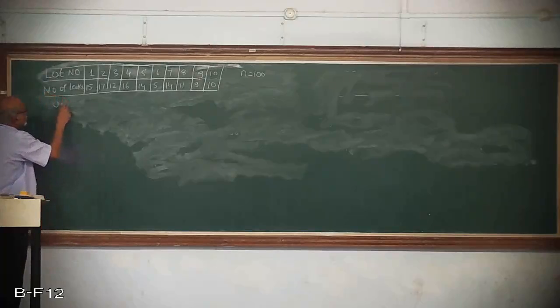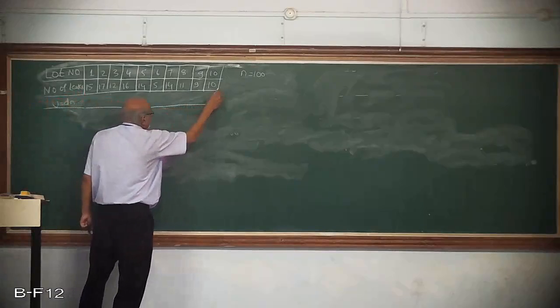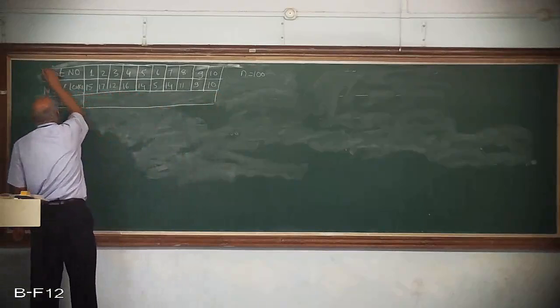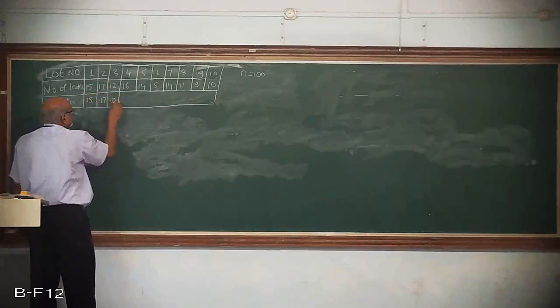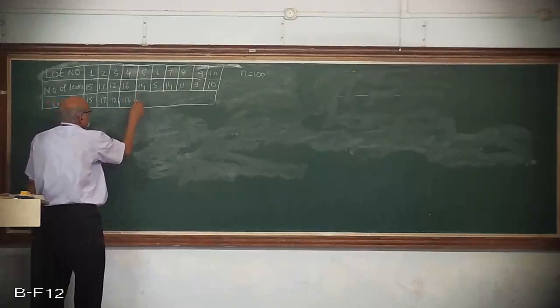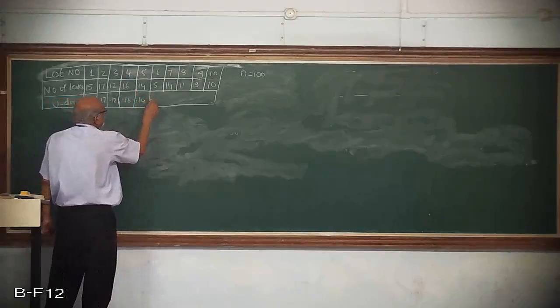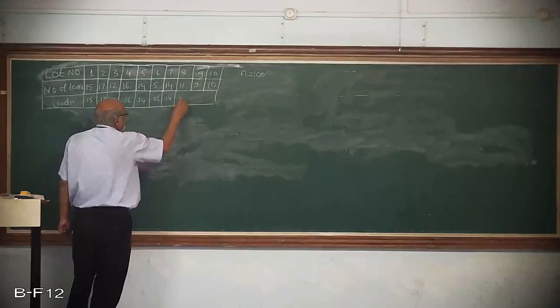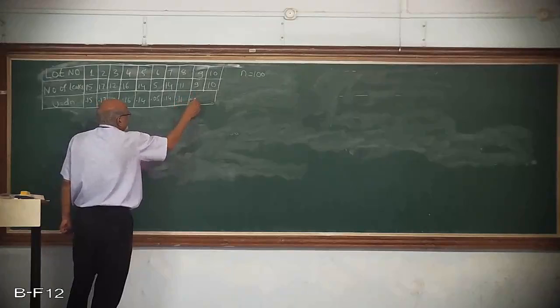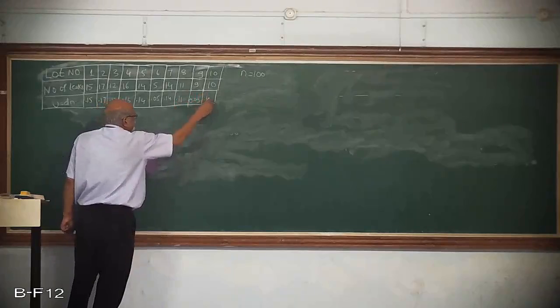U value is equal to d n, where n is the number of leaks, divided by the sample size, which is 100. That is 15 by 100, that is 0.15. This is 0.17, 0.12, like that. 0.16, 0.14, 0.05, 0.14, 0.11, 0.09, and 0.10.